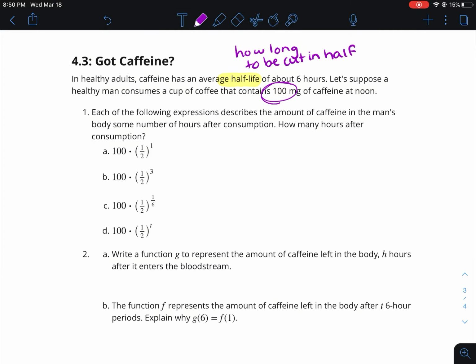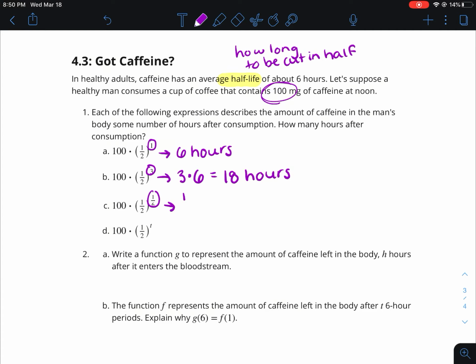So how many hours after consumption? If the power is 1, that means it was cut in half one time, right? So that means that it's been 6 hours. Why? Because it takes 6 hours to be cut in half. If it was cut in half 3 times, it takes 6 hours each time, so that would have been 18 hours.